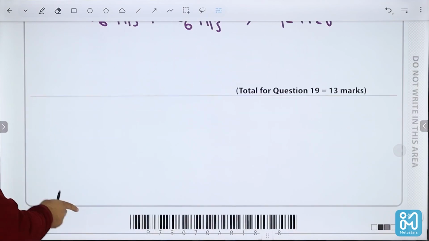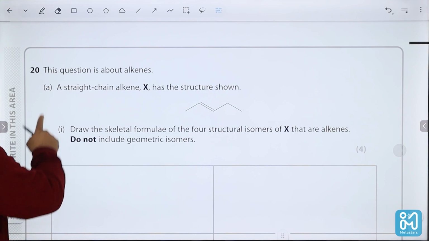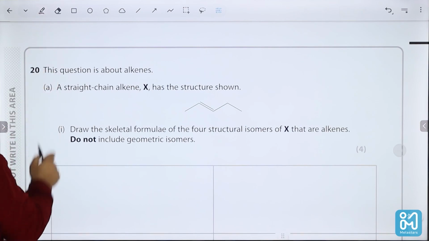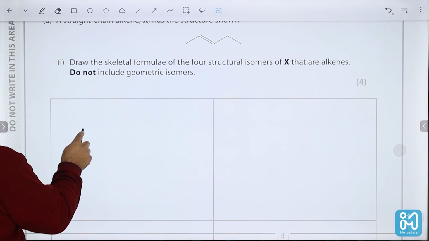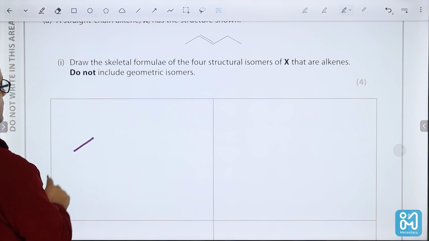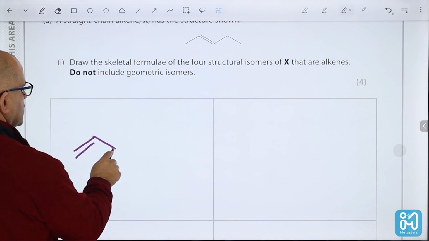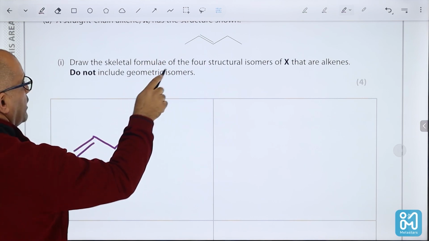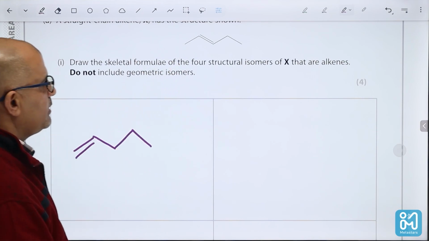Okay, now the next question is about alkene X. Alkene X has the structure shown. Draw the skeletal formulae of the isomers that do not include geometric isomers. So first of all, you have this one. Did it ask you to name? No. So 1, 2, 3, 4, 5. That's the first one.